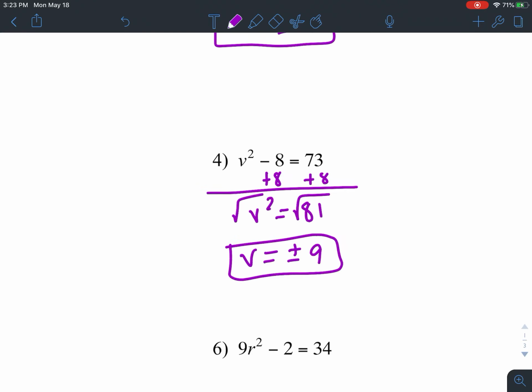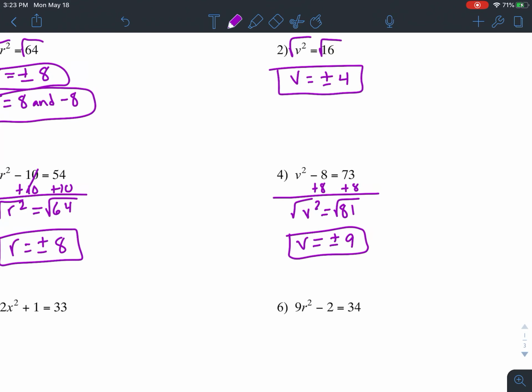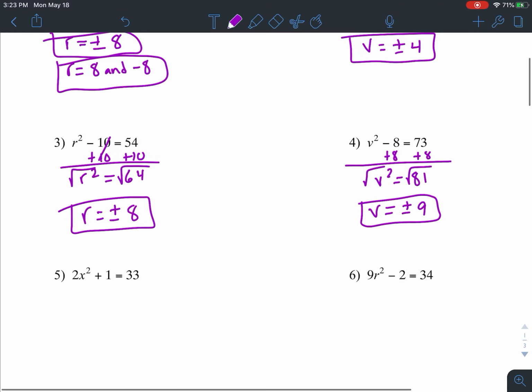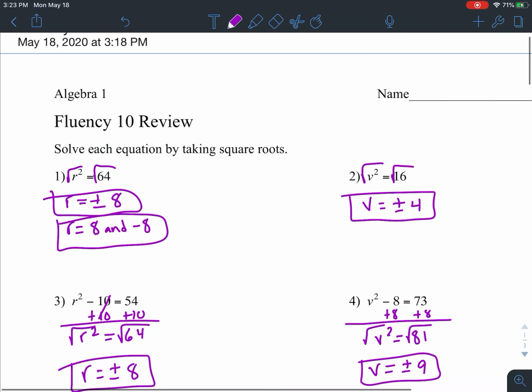So I need to see this work. On your quiz, you've got to be able to show me that you're adding 8 to both sides and you're taking the square root. Don't just give me an answer of r equals plus or minus 8. Now, the only one I'll give an exception for is 1 and 2. There's not much work to do except show me the square root.